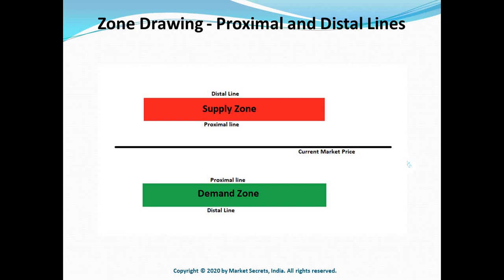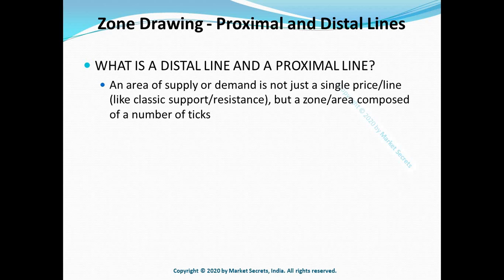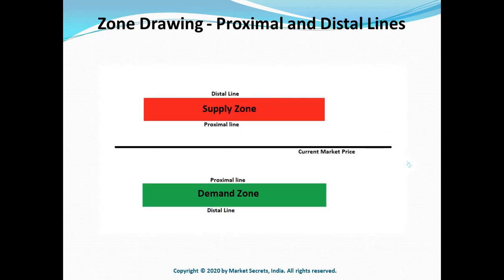Now let's discuss in detail what a distal line and a proximal line are. An area of supply or demand is not just a single line or a particular price, like the classic support and resistance that you see when you apply pivot points in the chart. Generally, a zone is an area composed of a number of ticks. For a supply zone, the highest part of the rectangle is the distal line, that is the highest price in this entire zone. This entire area is called a zone. The highest price in this area is your distal line, and the lowest part of this rectangle is the proximal line, which is closest and lowest to the current price.